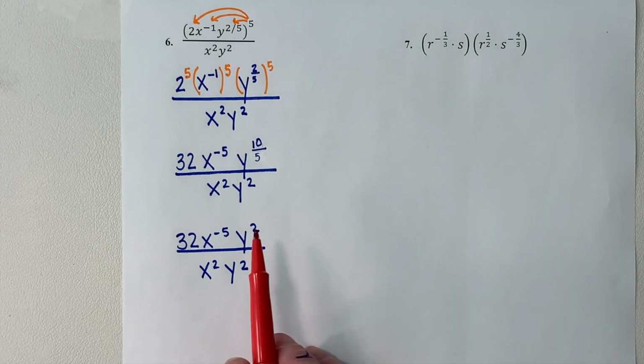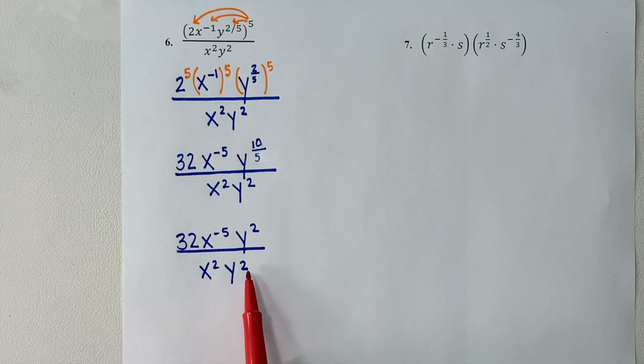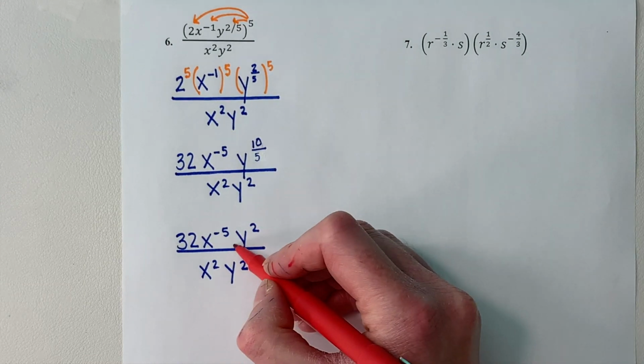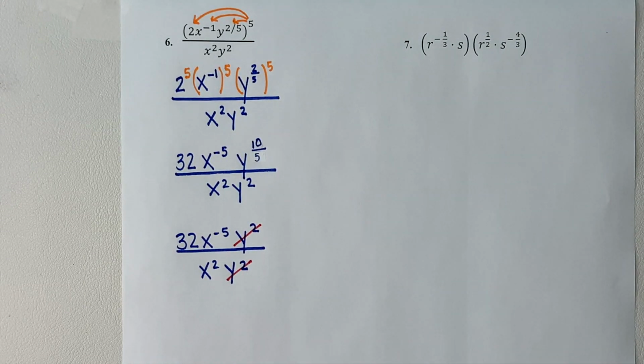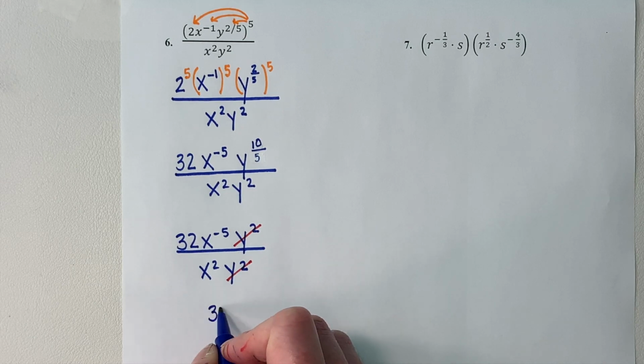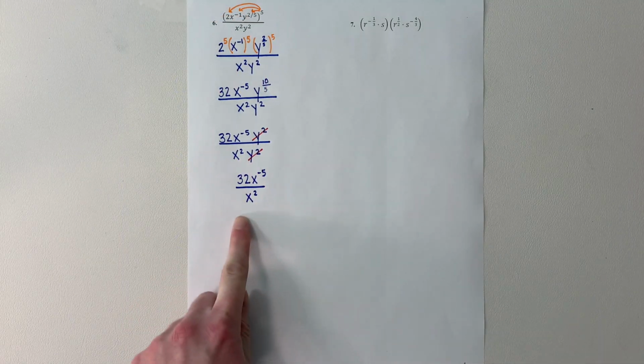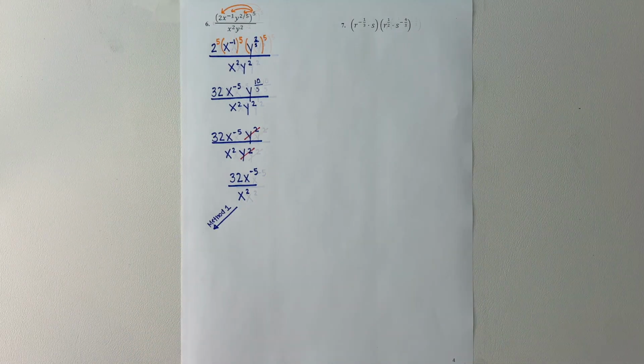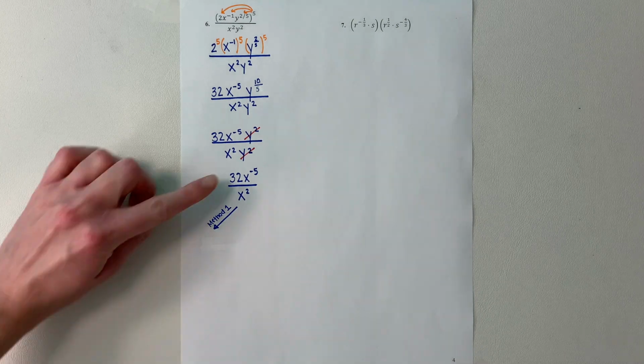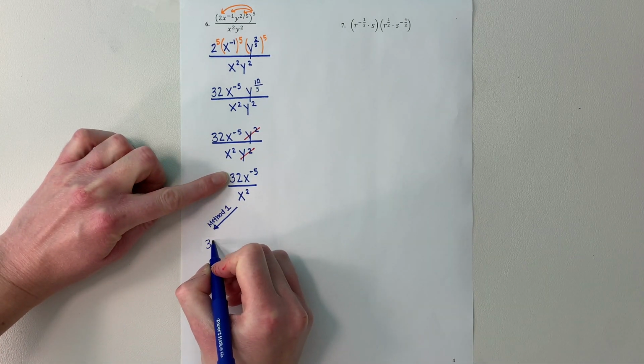Now, notice we have a y squared in the numerator and a y squared in the denominator. So we can cancel y squared. That will leave us with 32x to the negative 5th over x squared. Now, there's two ways we could proceed to solve this. For the first method, I'm going to start by just copying down this 32.